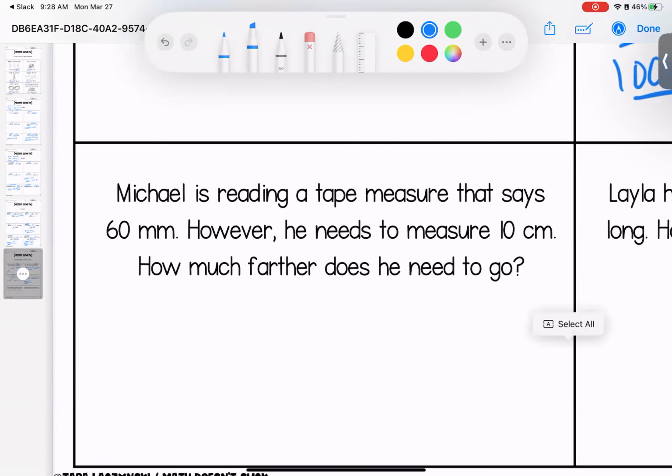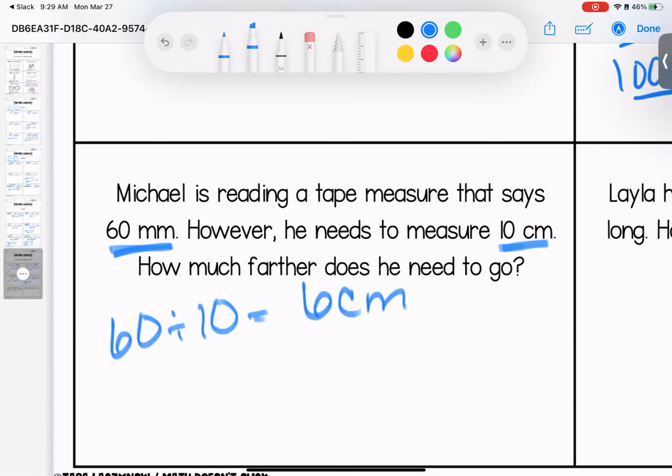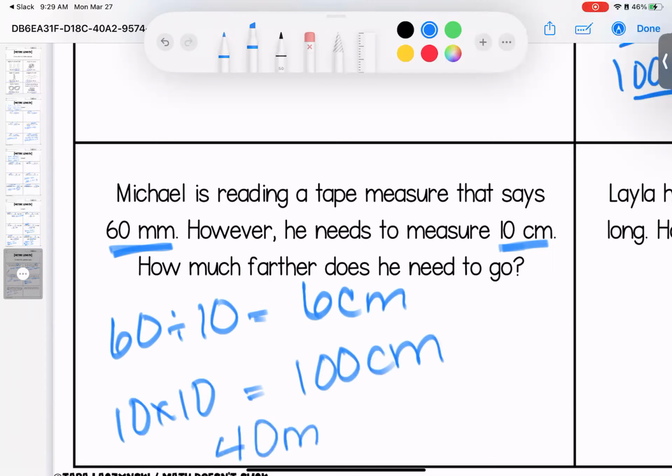Last two, Michael is reading a measuring tape that says 60 millimeters. However, he needs to measure 10 centimeters. How much further does he need to go? Well, we need to talk about this in the same conversion. So I have some options. I can make my centimeters to millimeters or my millimeters to centimeters. So I can either divide by 10 and see that this is 6 centimeters, or I can multiply by 10 and see that I need 100 millimeters. If I do it that way, I need to continue another 40 millimeters or 4 centimeters.